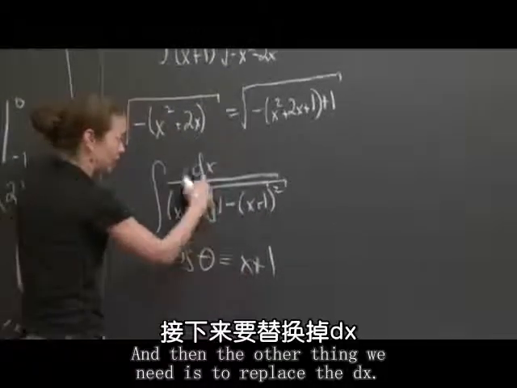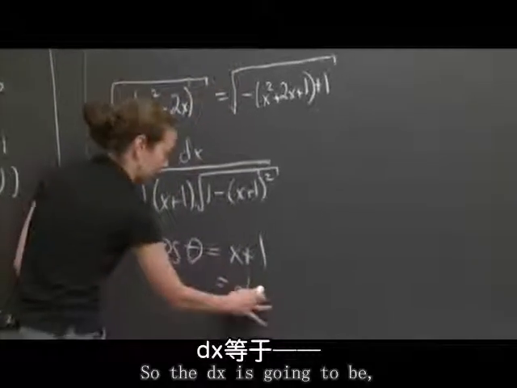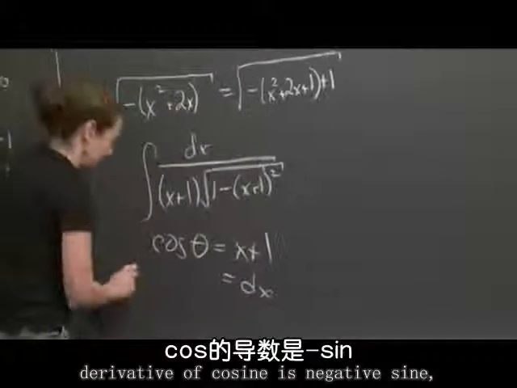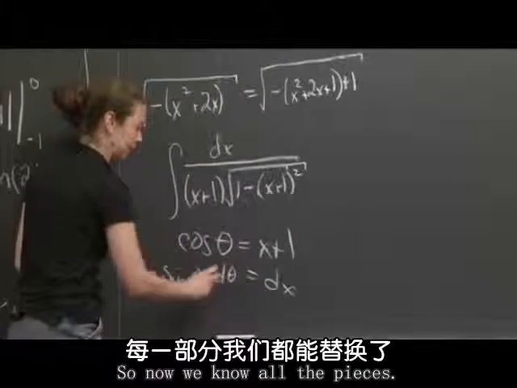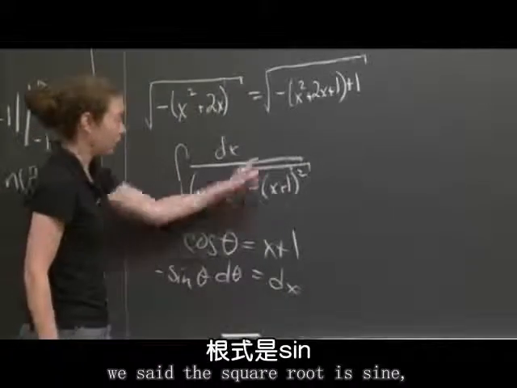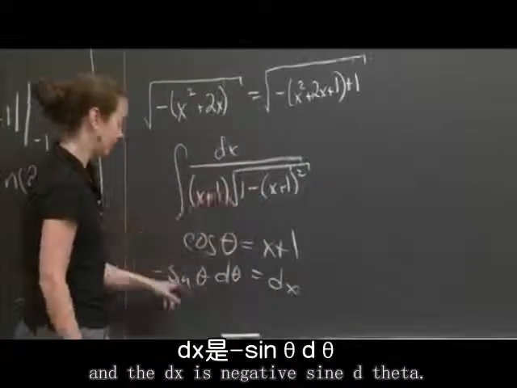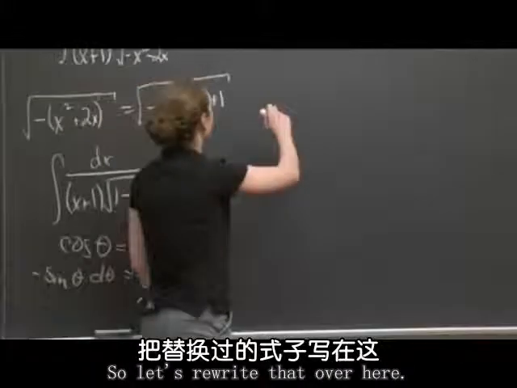And then the other thing we need is to replace the dx. So the dx is going to be the derivative of cosine, which is negative sine, so you're going to get negative sine theta d theta. So now we know all the pieces. We said this was cosine, we said the square root is sine, and the dx is negative sine d theta. So let's rewrite that over here.